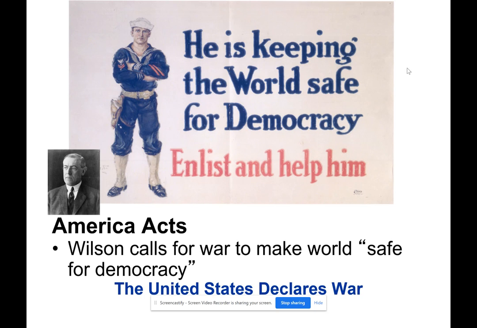This image says that this man on the left is keeping the world safe for democracy, and he's encouraging people to enlist and help him in the war effort. Wilson decides to call for war, and the reason is to make the world safe for democracy. He wants to preserve democracy, and that is his idea. And the United States declares war.